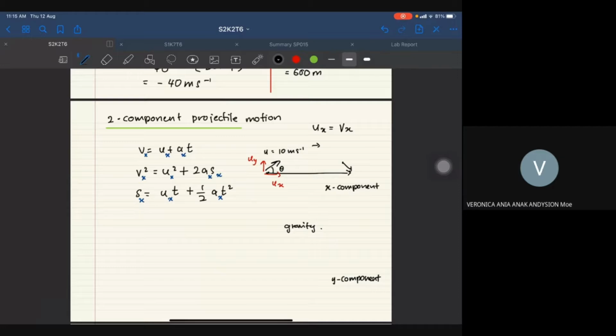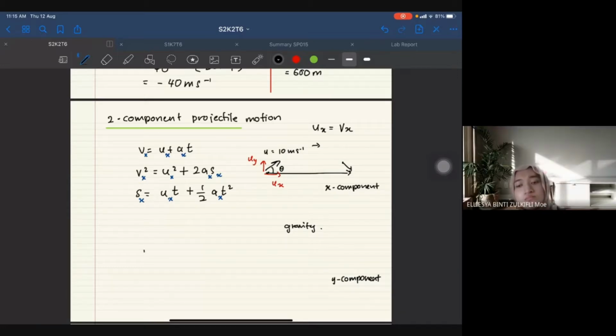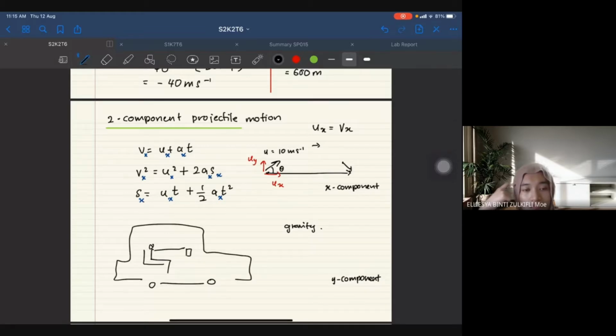Remember? Yes. So basically what will happen is, when you are sitting inside the car, let's say this is you, and you release your phone, katakan phone kamu jatuh, then this phone, as long as the car is moving at a constant velocity, this object will fall exactly below the release point. Dia takkan ke belakang, dia takkan ke depan.